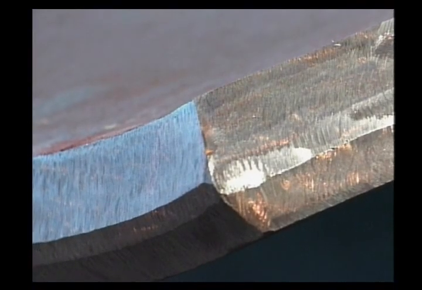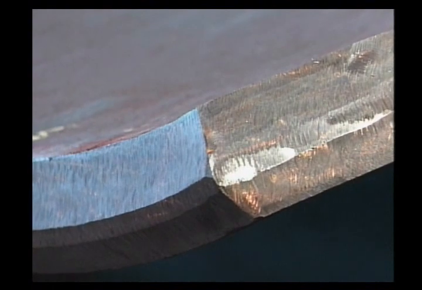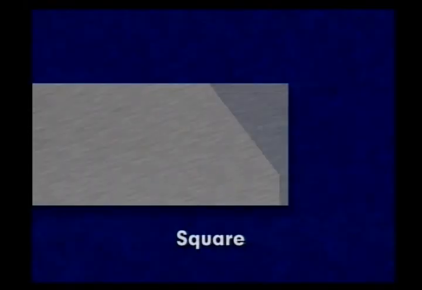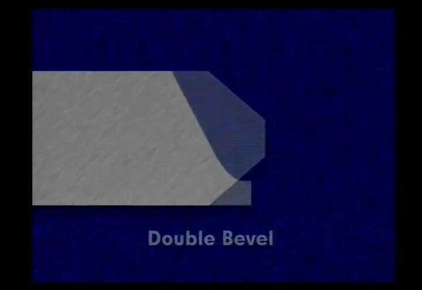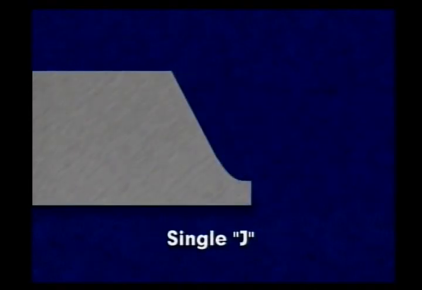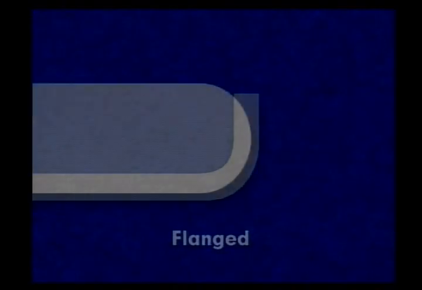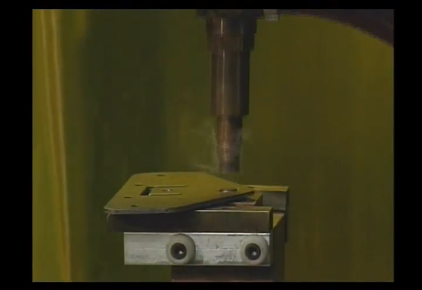Joints may also require some type of edge shape to allow for complete joint penetration during welding. The basic edge shapes include square, single bevel, double bevel, single J, double J, flanged, and round. Depending on the welding operation, edge shapes are combined to produce the desired weld.